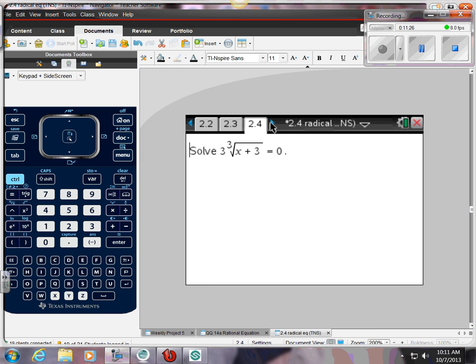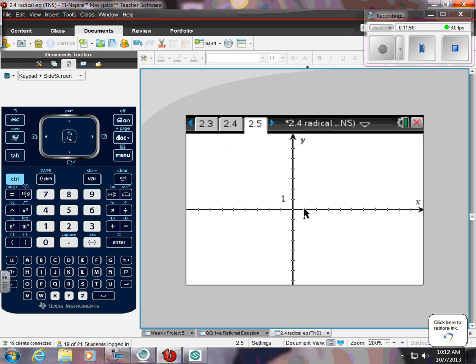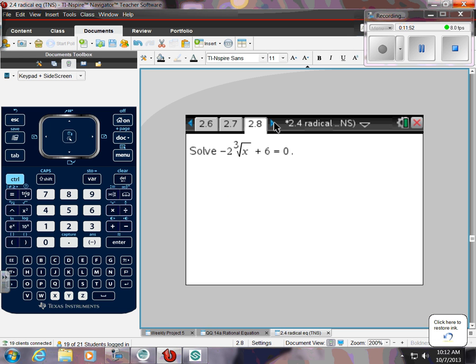First step. Divide by 3. Second step. Cube both sides. 0 cubed is? Last step. Does it check? Any problems? All right, excellent. No, it gets harder. I'm sorry.